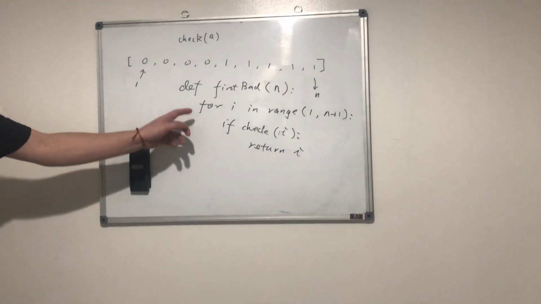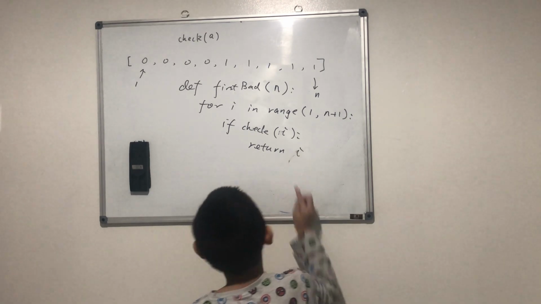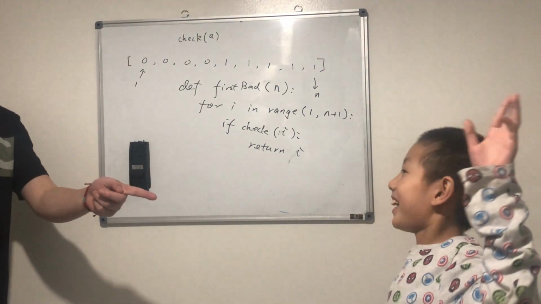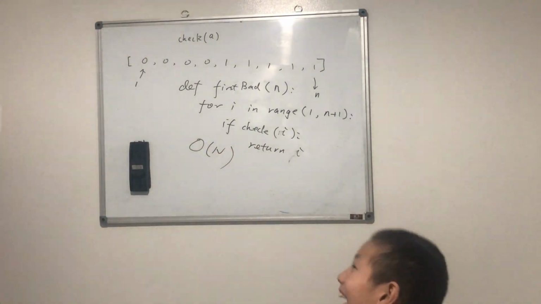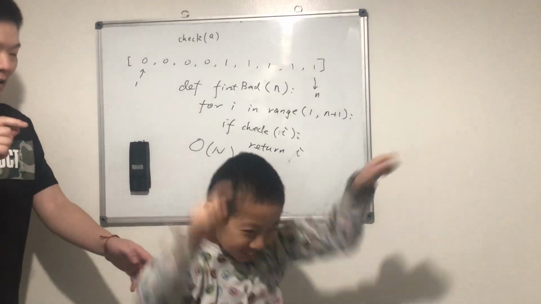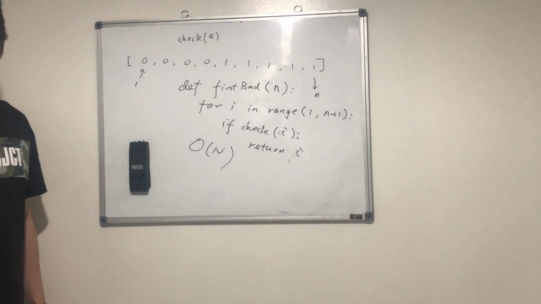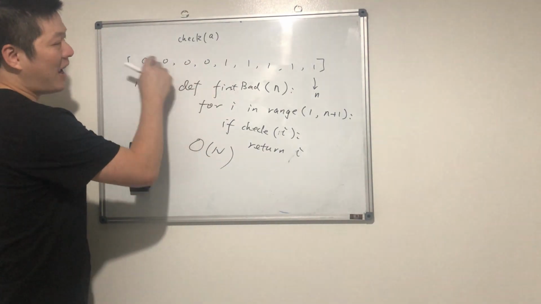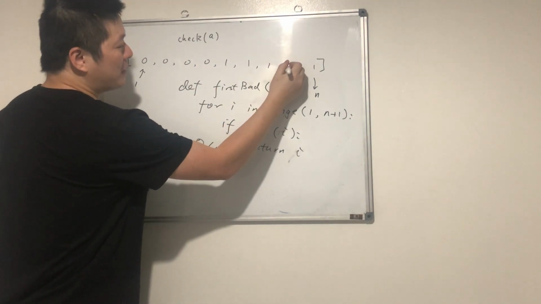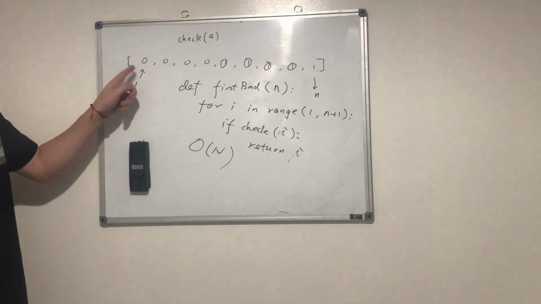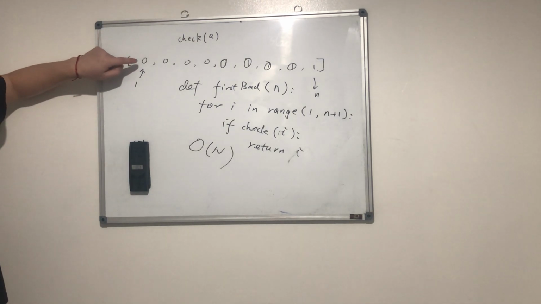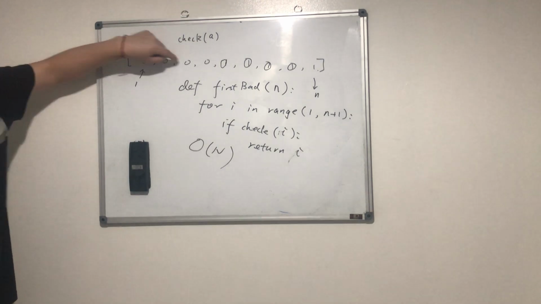That's it. So what's the time complexity? O(n). Why O(n)? Because in the worst case, the first bad one will be the last one. Then you need to check it n times, right? Because all are 0.